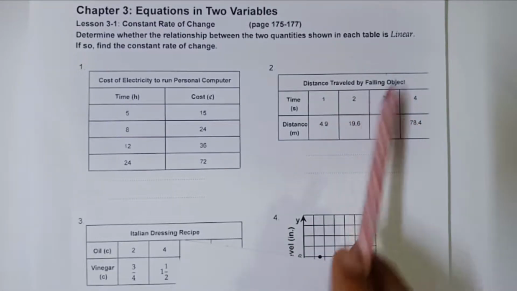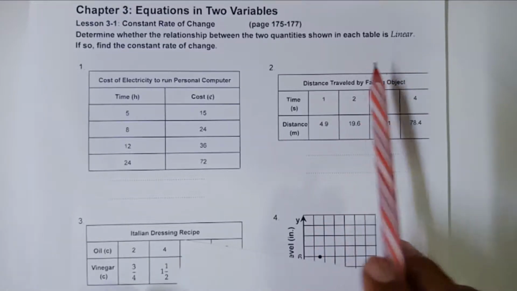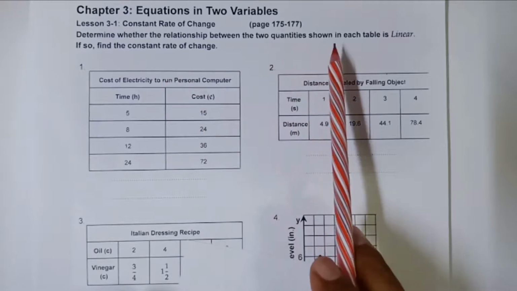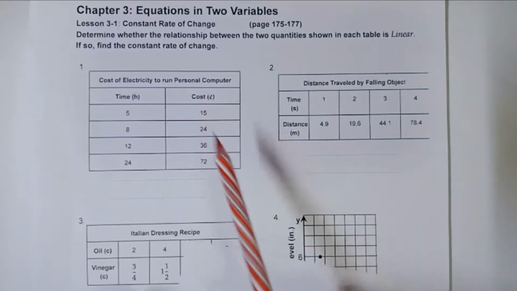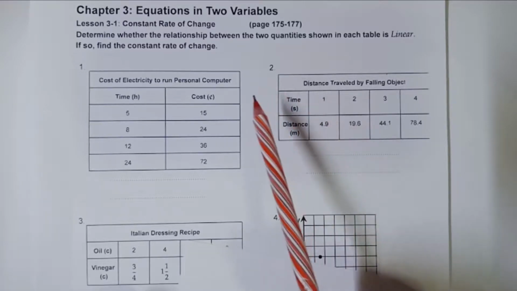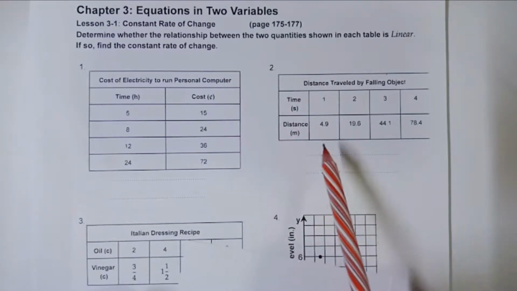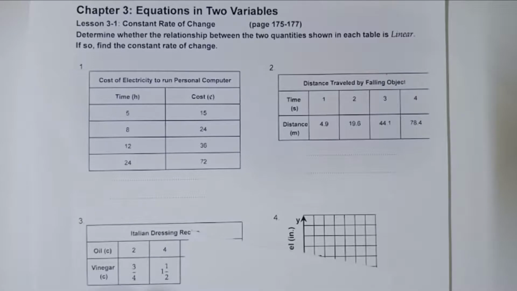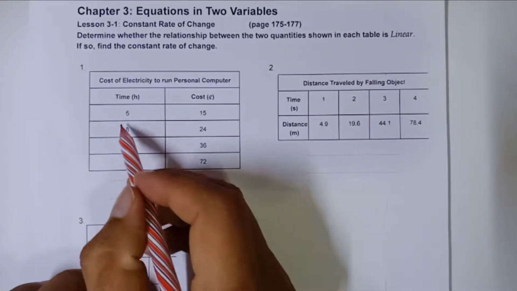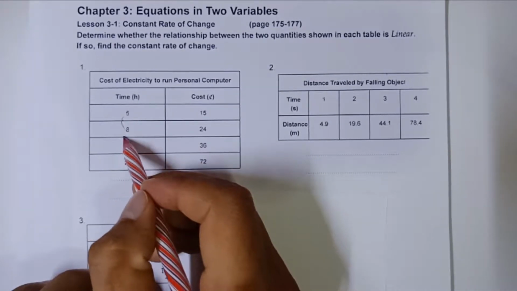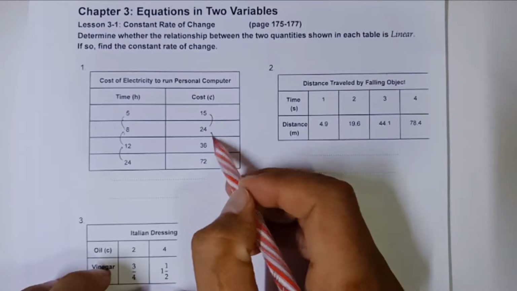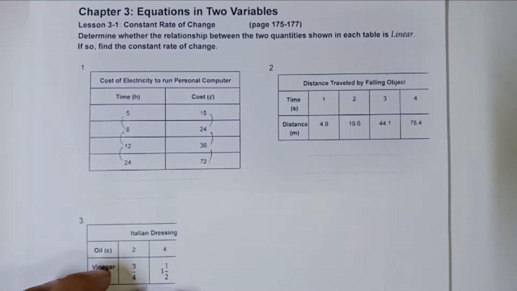Okay, your answer is either linear or not linear, or you can say yes or no. After that, if it is a yes, you find the constant rate of change, and that's all. If it is a no, that's it, it's a no. So you just say no, and that's it. Now, in order for us to know if it is linear or not linear, we try to find the change between the dependent and independent variable.